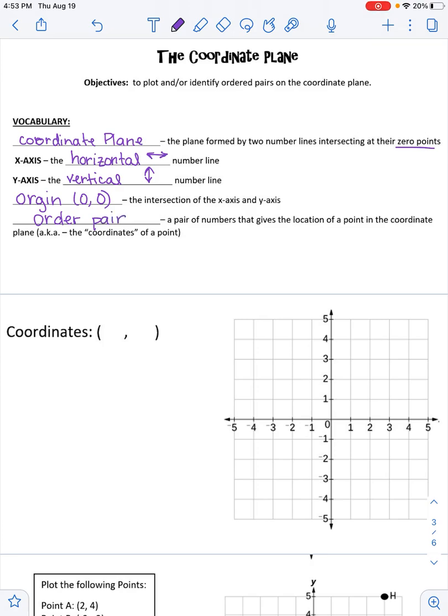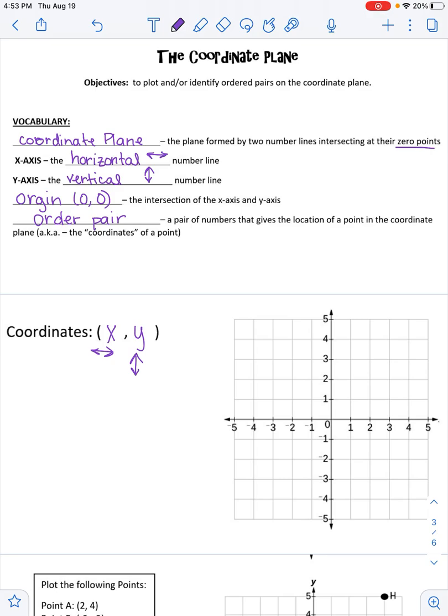Okay, so now we're going to do some labeling on the graph. So our coordinates always go x, comma, y. Again, the x's go from the left to the right. The y's go from the bottom to the top. We always start at the origin whenever we're plotting points.